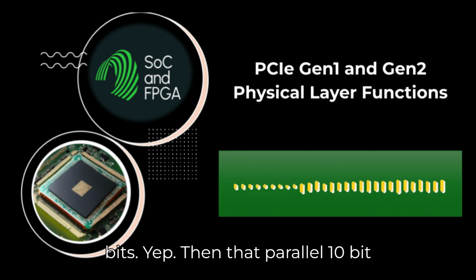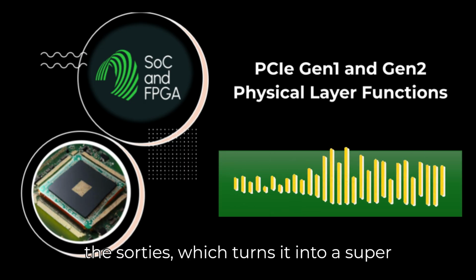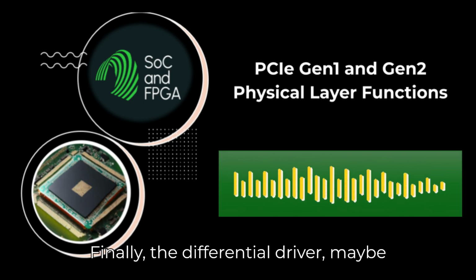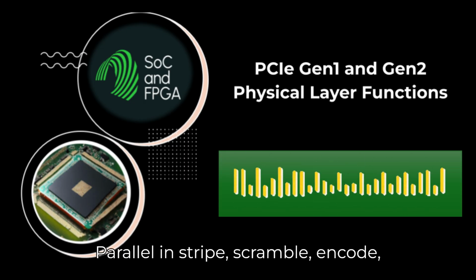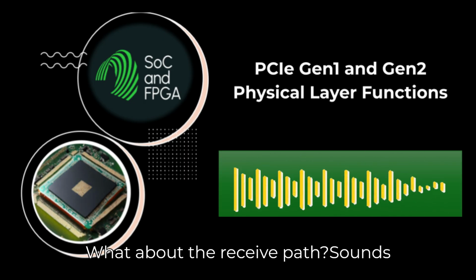Yep. Then that parallel 10-bit symbol goes into the serializer part of the SerDes, which turns it into a super fast serial stream for that lane. Finally, the differential driver, maybe with de-emphasis, sends it onto the wire. Parallel in, stripe, scramble, encode, serialize, drive out. Got it. What about the receive path?